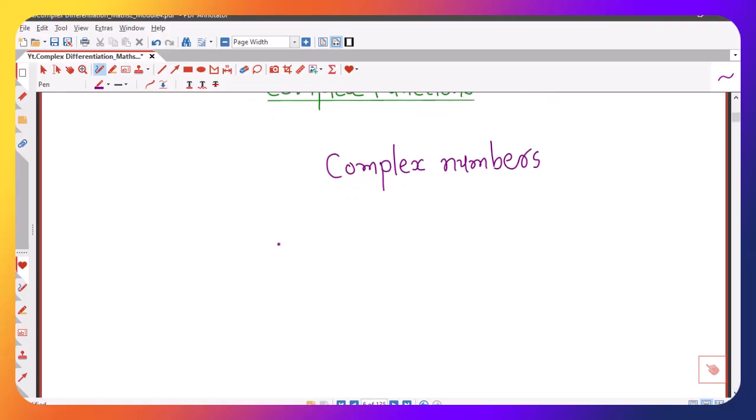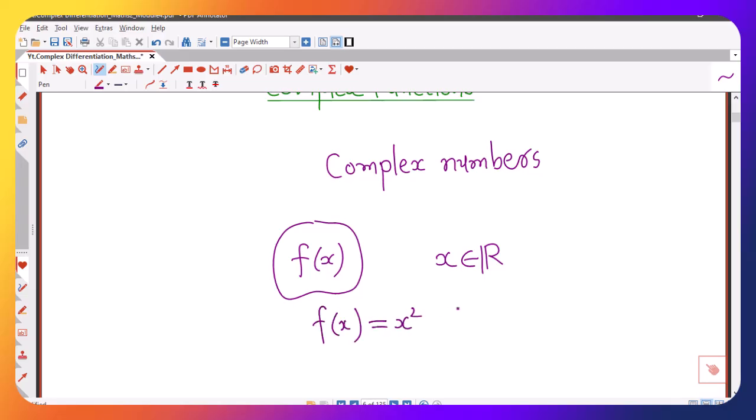So what is the meaning of a complex function? You have studied functions of a real variable, denoted by f of x. This we have studied up to our school level. When we write that f is a function denoted by f(x), then x can take any value from the set of real numbers. For example, if we consider f(x) equal to x square, then this is a function of a real variable. We say that x is a real variable.